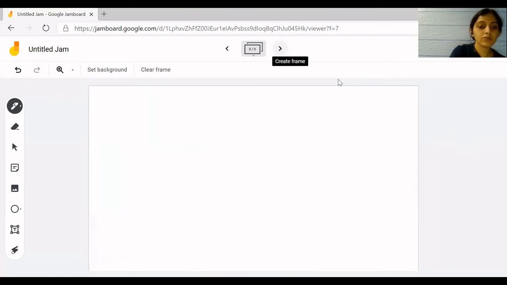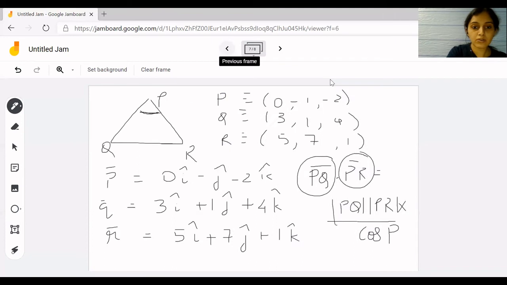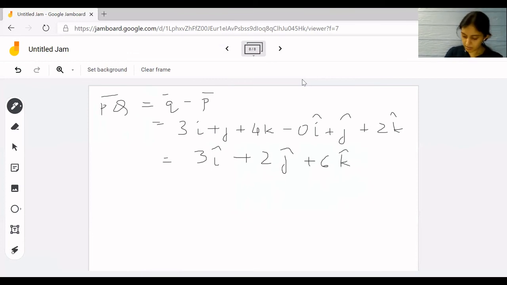Let us begin. We first find the vector PQ. PQ is equal to, by distance formula, Q bar minus P bar, which is 3i plus j plus 4k minus, what is P bar now? 0i plus j plus 2k. I've changed the signs already. So this will be 3i cap plus 2j cap plus 6k cap.